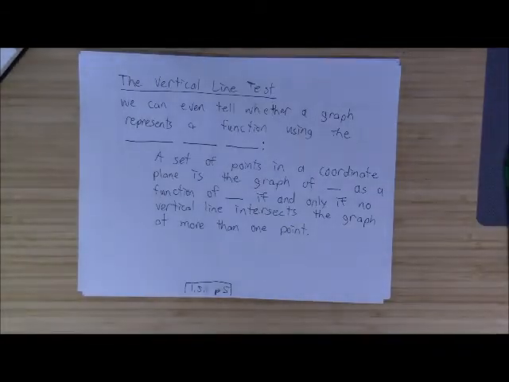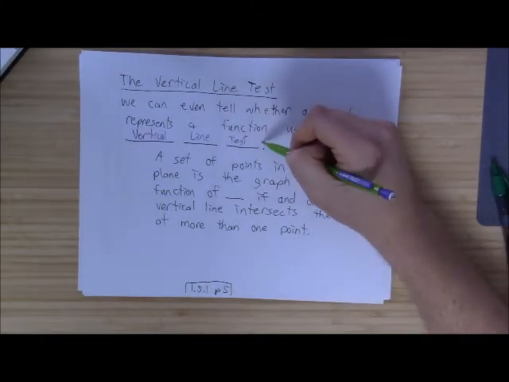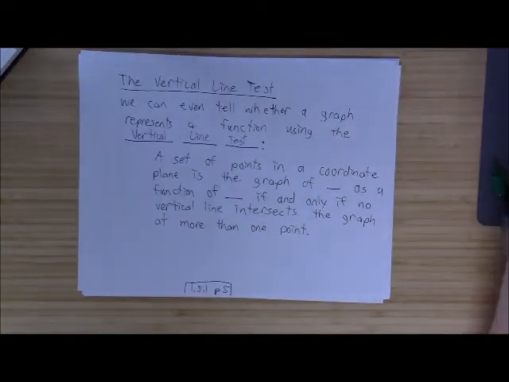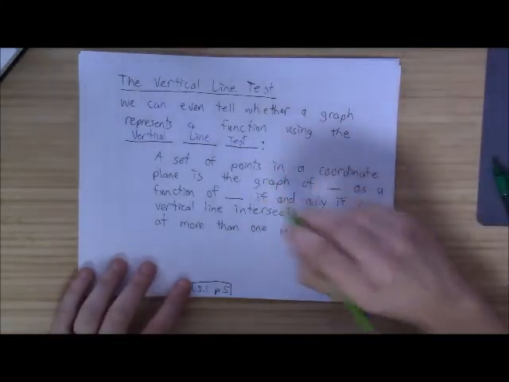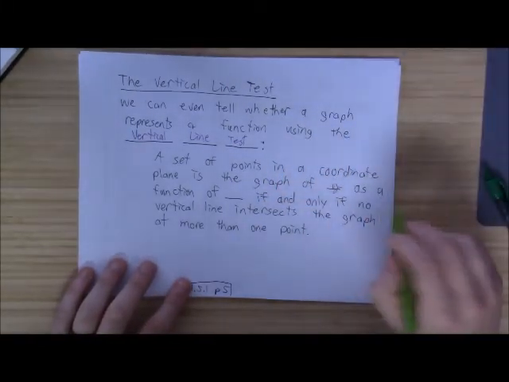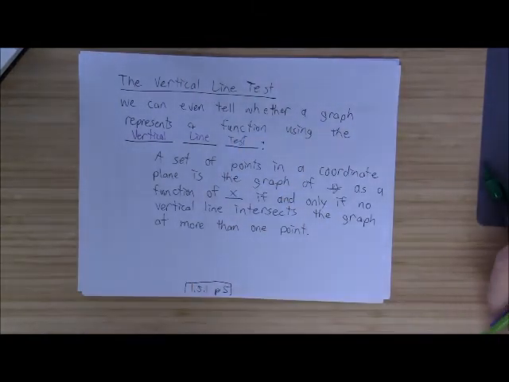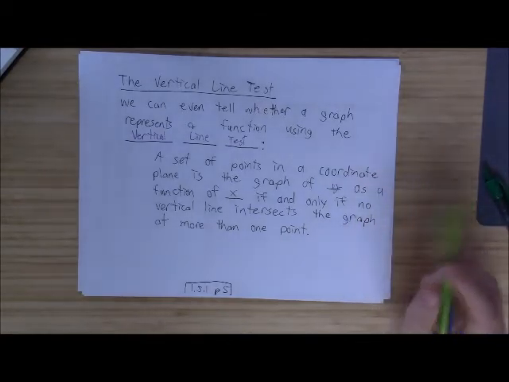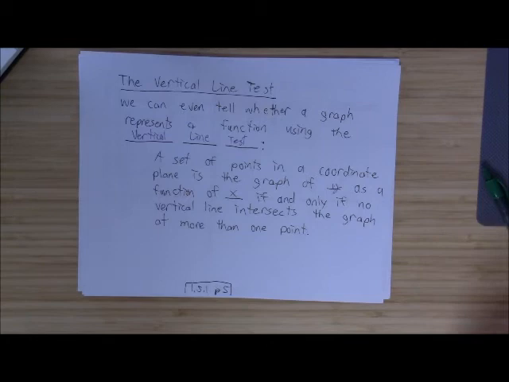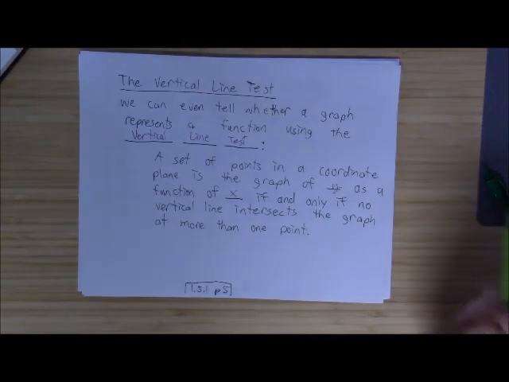Even more important as far as graphs of functions, we can even tell whether a graph actually represents a function using the vertical line test. Namely, a set of points in a coordinate plane is the graph of, and this is important to know, the graph of y as a function of x if and only if no vertical line intersects the graph at more than one point. Here, it's important to realize the vertical line test only tests whether y is a function of x. It isn't totally clear why this matters right now, but if you were to pursue math in the future, most notably pre-calculus, it really matters.